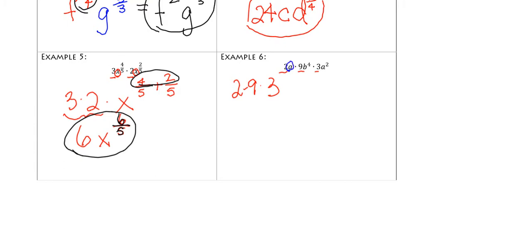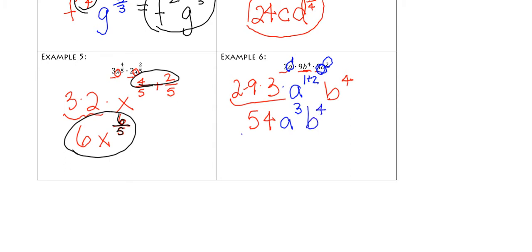Now I notice here I have a as a base, and that's raised to the 1st power, and a as another base raised to the 2nd power. So times a to the 1 plus 2 power, and then I have this b to the 4th, and it's the only term, so I'll leave it as b to the 4th. 2 times 9 times 3 is 54. A to the 3rd power, b to the 4th power, and that is our final answer.